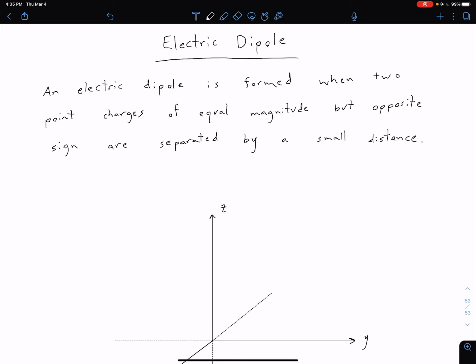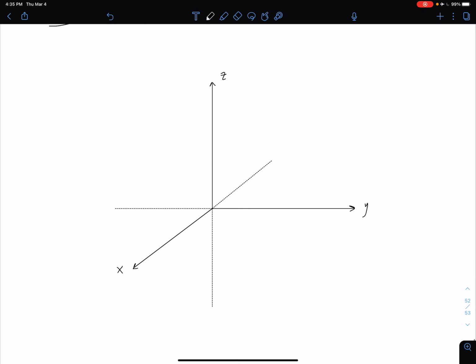We have a few more topics to finish out here in our electrostatics, and the first of those is going to be our electric dipole. An electric dipole is formed when we have two point charges that are equal magnitude but opposite sign, separated by a very small distance. Let's go ahead and draw what this looks like in our 3D space.